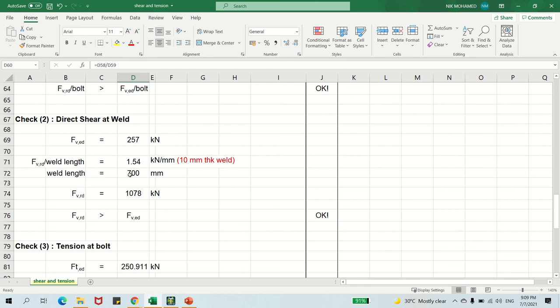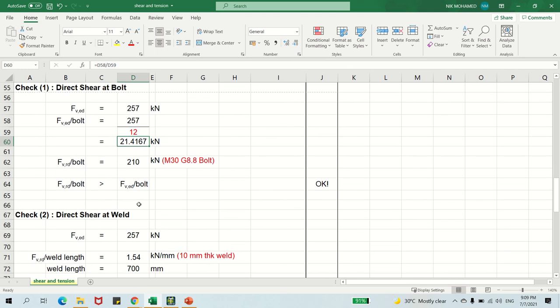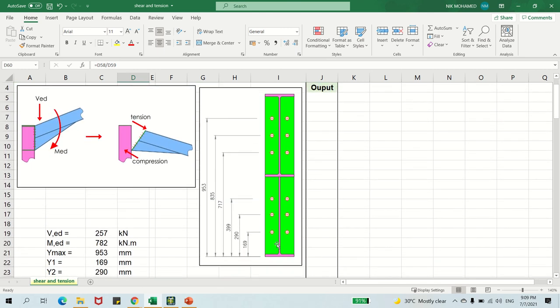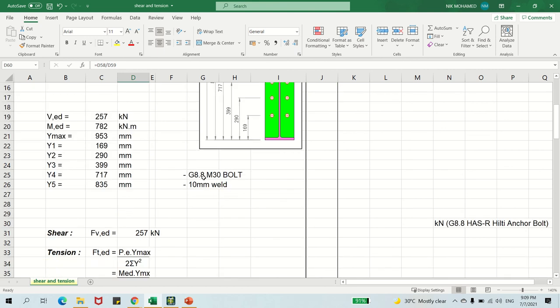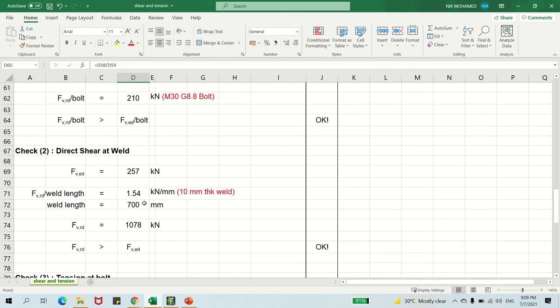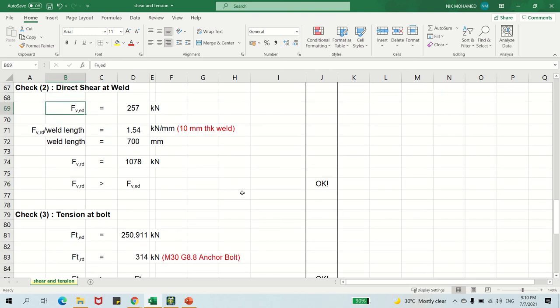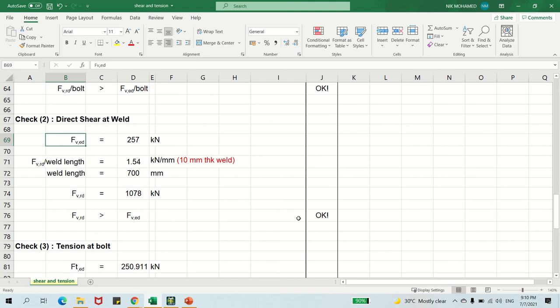Okay, so weld length. Okay, weld length bagi rafter di sini dan juga hunch di sini, saya just take 700 total. Okay, so weld length is 700 and then we calculate the FVRD. So FVRD is we multiply by these two, so we get this value and then we compare to shear force. So we found that our resistance is more higher than the shear force. Okay, so the direct shear at the weld is okay.